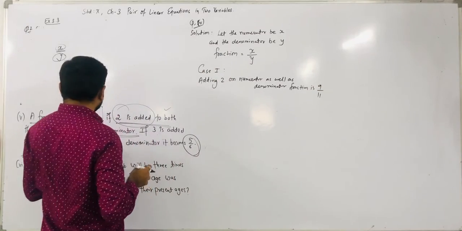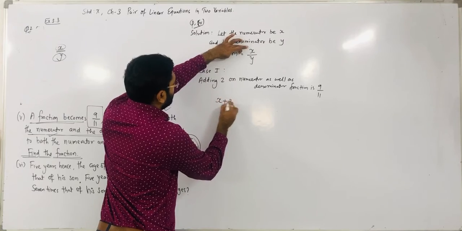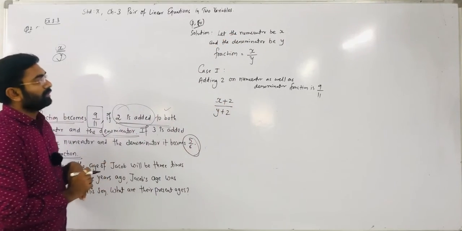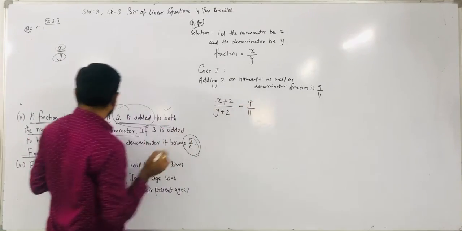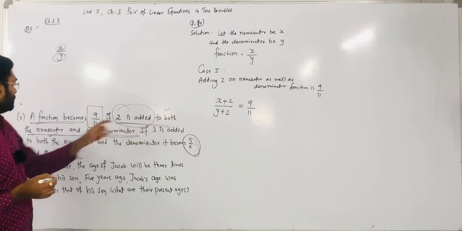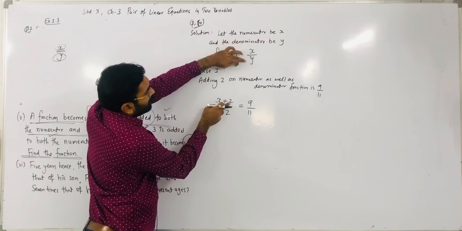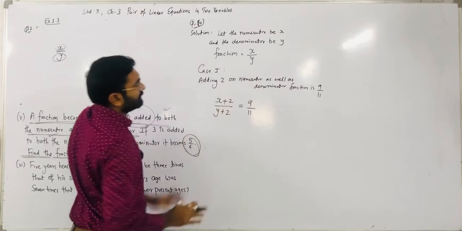So here, in the numerator we have to add 2, in the denominator we have to add 2: x plus 2 and y plus 2. So the fraction you get is 9 by 11. As per the first statement, the fraction becomes 9 by 11 if 2 is added on both numerator and denominator. So in the numerator we add plus 2, in the denominator we add plus 2, then our fraction becomes 9 by 11.